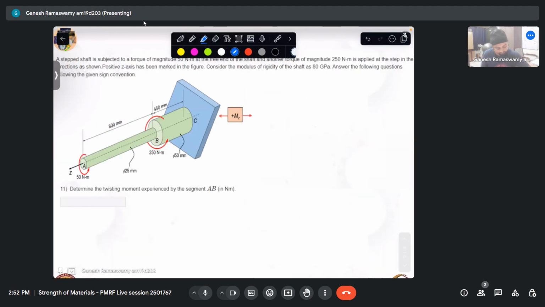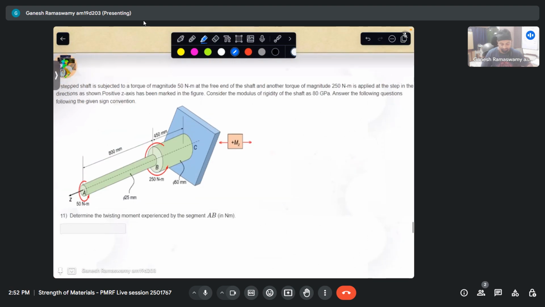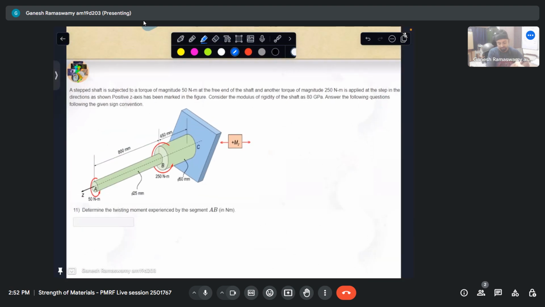All right. So let us look at this question. It says a stepped shaft is subjected to a torque of magnitude 50 Newton meter at the free end of the shaft, and another torque of magnitude 250 Newton meter that is applied at the step. So this is a stepped shaft.